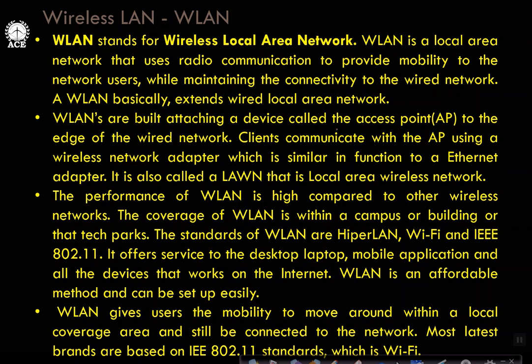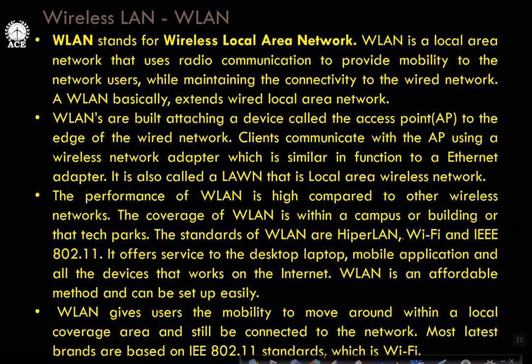Wireless LANs are built by attaching a device called an access point, which I mentioned just now, to the edge of the wired network. Clients communicate with the access point using a wireless network adapter. This wireless interface, similar in function to an Ethernet card, is also called WLAN, that is, wireless local area network. The performance of wireless LAN is high in terms of flexibility and mobility, compared to other wireless networks. The coverage of wireless LAN is generally within a campus, a building, or other technology parks.